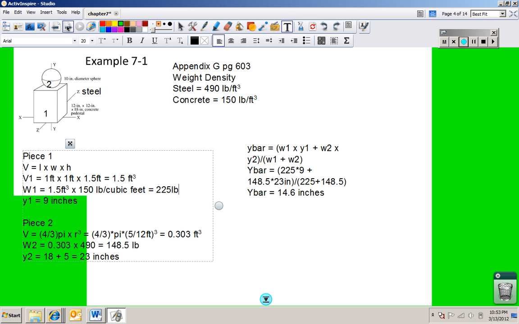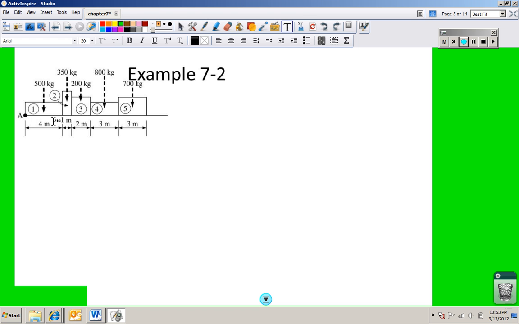Let's look at example 7.2 now. In this case, we have all these boxes being loaded on an airplane, and we need to know where the center of gravity is for them. So the first thing we need to do is convert all these masses to weights. I'm just going to follow the nomenclature they have here and give you those weights.